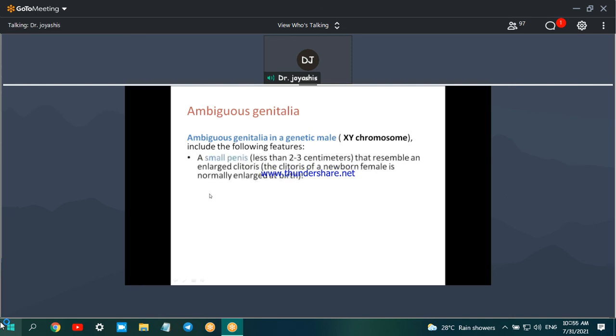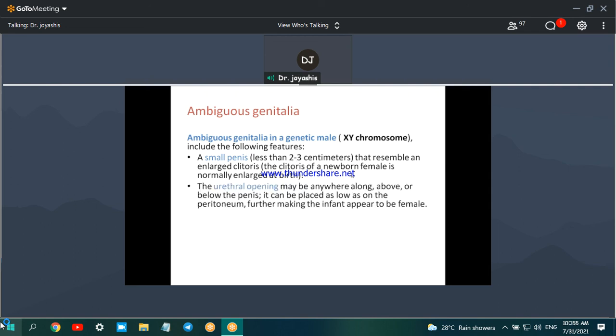Ambiguous genitalia in a genetic male, XY chromosomes, include the following features: a small penis, less than 2 to 3 centimeters, and a tubular, large clitoris. The urethral opening may be anywhere along, above, or below the penis. It can be on the perineum, making the penis appear to be female. A small scrotum with some degree of separation resembling labia, and undescended testicles commonly accompany ambiguous genitalia.